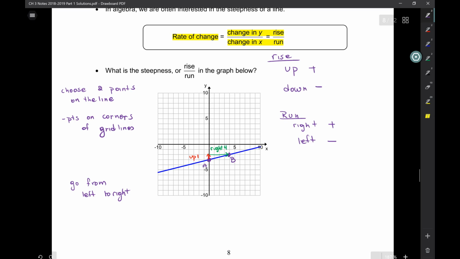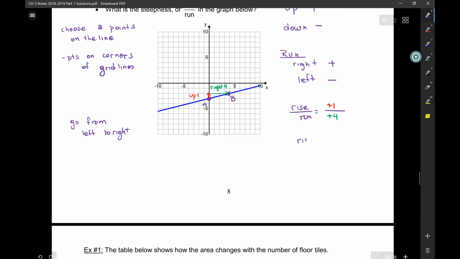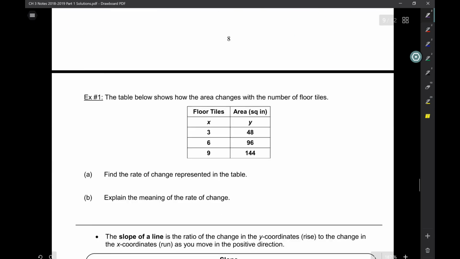Okay? So now, the rise over the run for this one is, I went up 1, up is positive 1. I went right 4, right is positive 4. So the rise over the run is 1/4. Okay? So it's basically, how do I go from the first point to the second? All right?